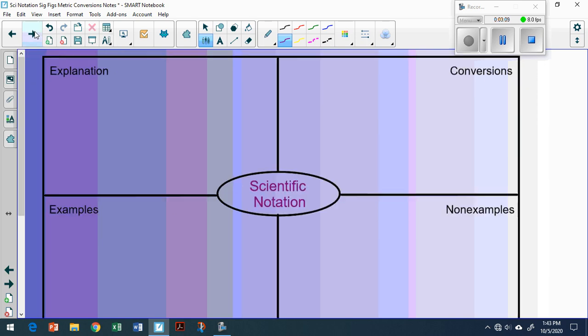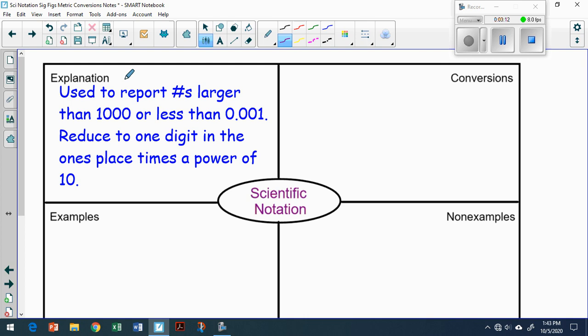So how could we summarize some of these rules and double check if our values are accurate? Well, first we said the reason we do it is because it's a more simplified way to report large and small numbers. Key rules: 1 digit in the ones place, and I multiply by a power of 10 that will get me to the value that I'm representing. Examples.